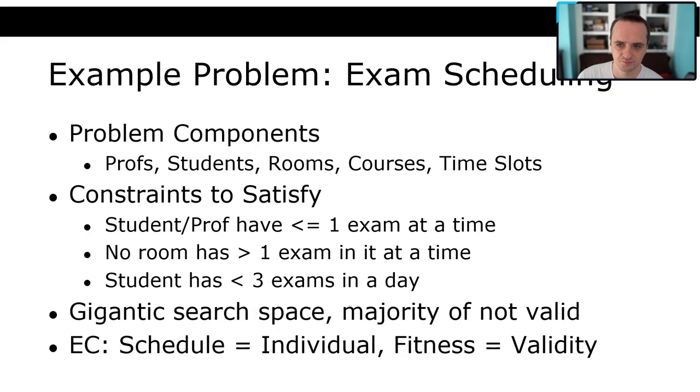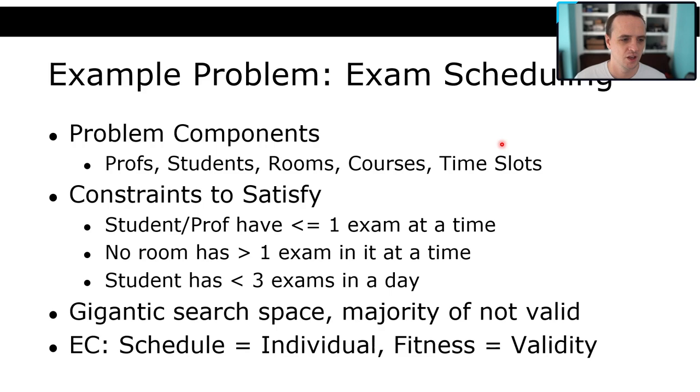Let's say we want to schedule exams at the university. That's a complex problem. The problem has hundreds of professors, tens of thousands of students, hundreds if not thousands of rooms and courses, and dozens of time slots. Okay? So the possible permutations of all possible students, rooms, courses, time slots, profs, and schedules is so exponential you don't even want to think about it. So you can't brute force this problem. You've got to come up with something.